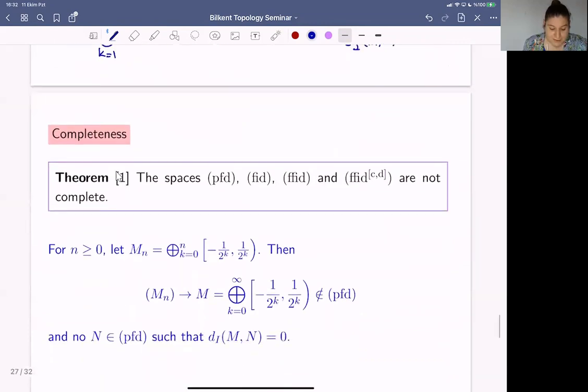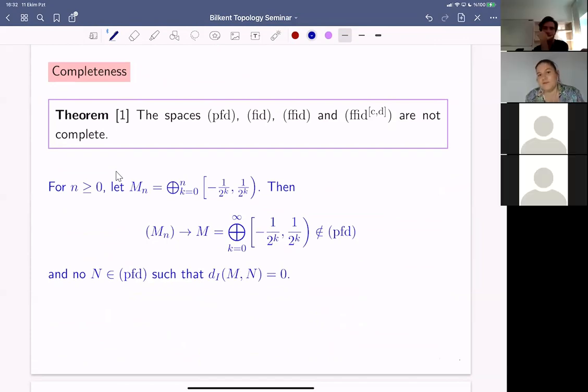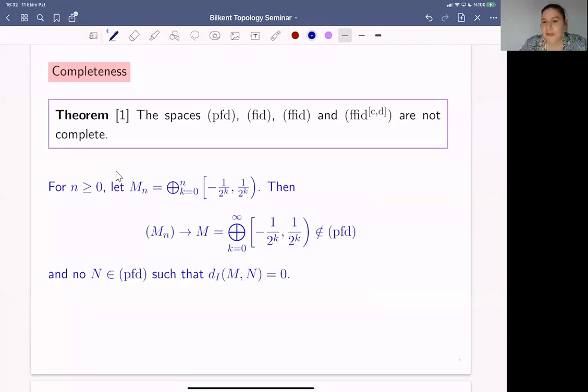One last thing that I would like to talk about: completeness. So this process is nice for the first four of them, the pointwise finite dimensional, finite interval decomposable, or FFID or FFID-CD. So they are not complete.